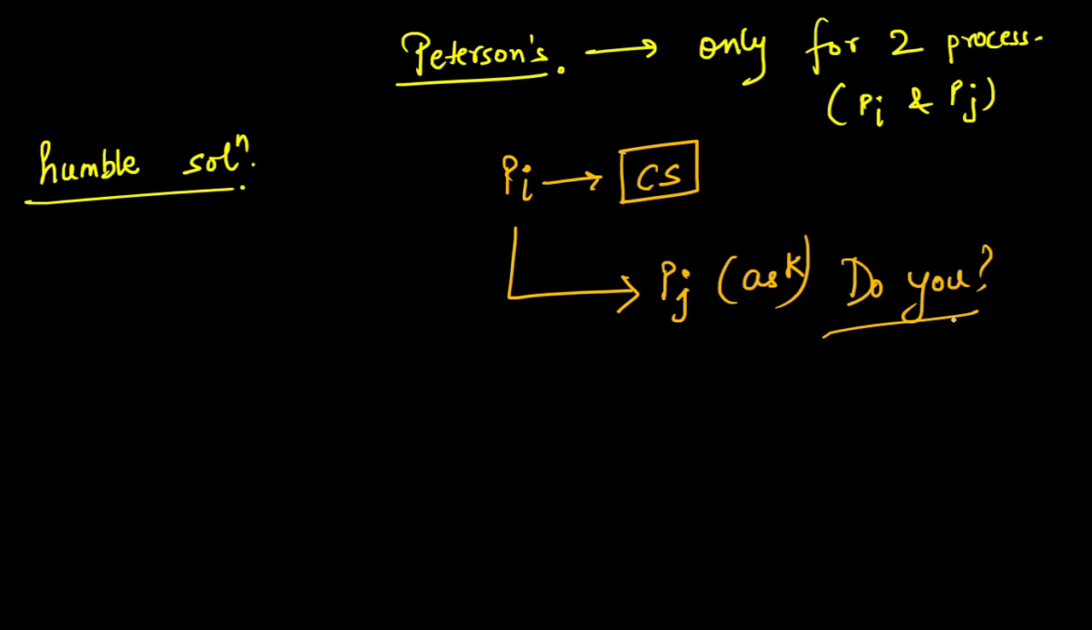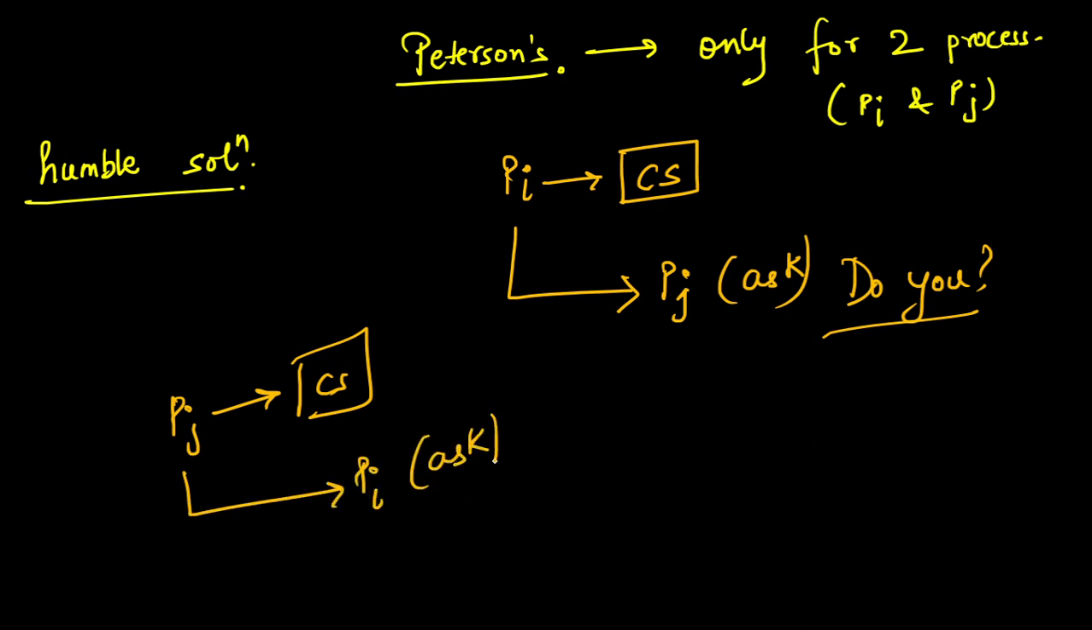Similarly, if Pj is about to enter the critical section, before entering, Pj will go to Pi and ask the same thing: do you want to enter the critical section? If Pi says yes, I want to enter, then Pj will wait and let Pi enter the critical section. And if Pi says no, I don't want to enter the critical section, then Pj will enter into the critical section.